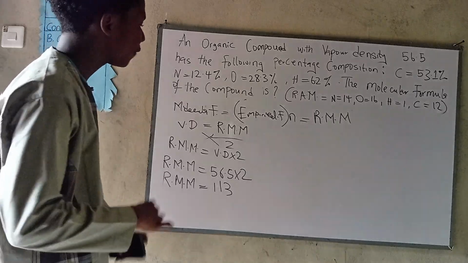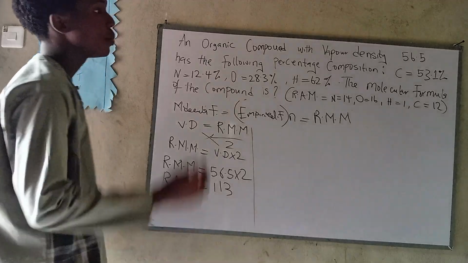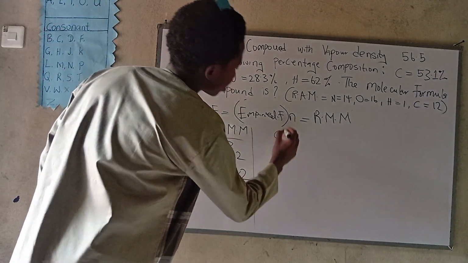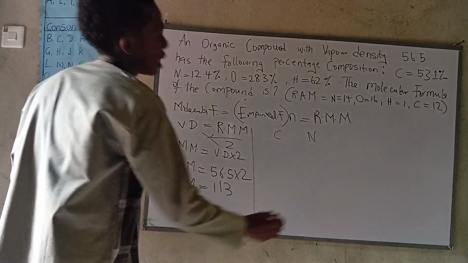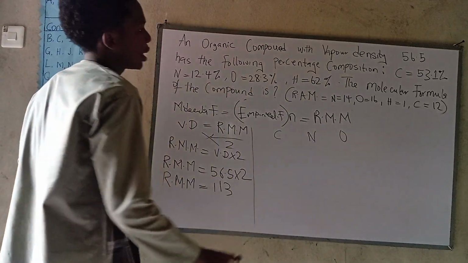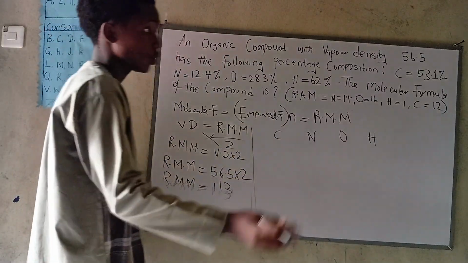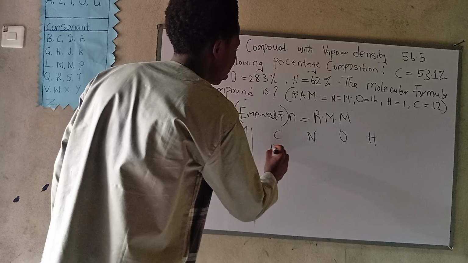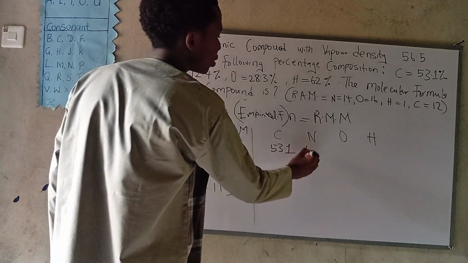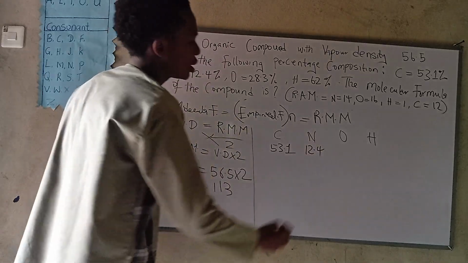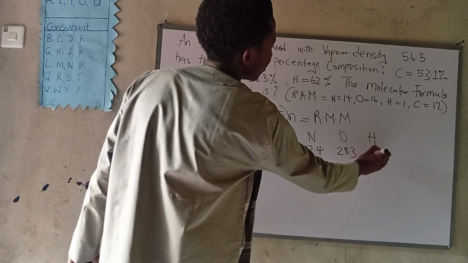Okay, now since we have to find our empirical formula, now let's go. We bring out the elements. We have carbon, we have nitrogen, we have oxygen, and we have hydrogen. Now let's bring down their percentage as usual. Now the percentage is 53.1 for carbon. Nitrogen is what? 12.4. We have oxygen to be what? 28.3, and hydrogen to be 6.2.